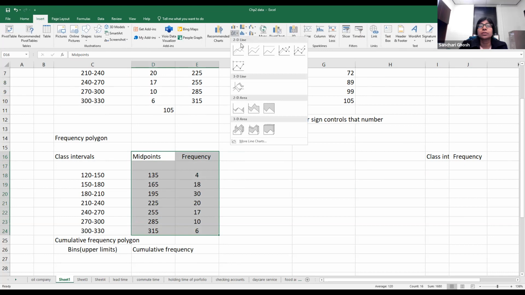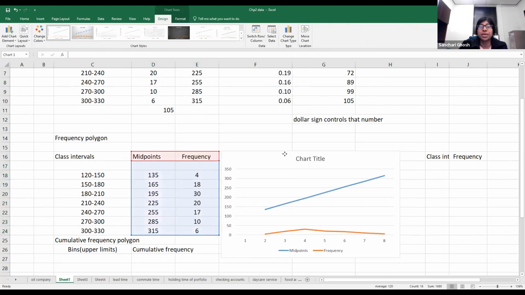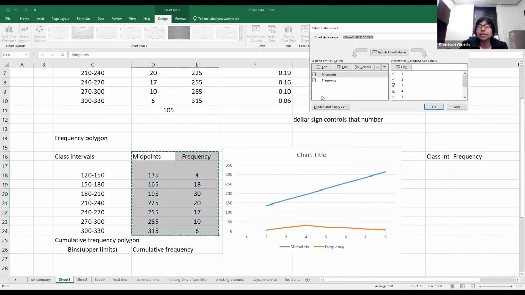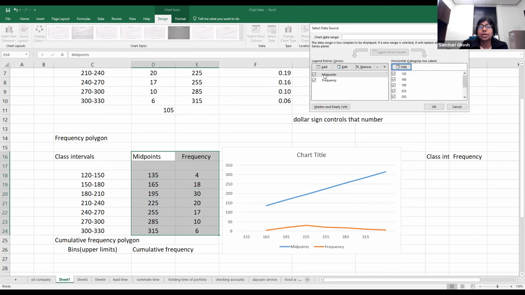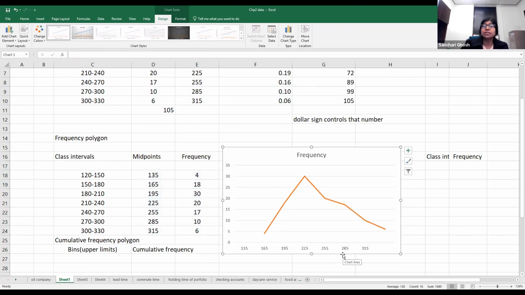Insert function, just a line graph. Obviously, Excel will sometimes mess up. Complete mess here. Let's see what data it has selected. It has not selected the right data. Let's just choose the midpoints on the horizontal axis. Okay. And take off these midpoints, which is already highlighted, remove these, and the frequencies on the vertical axis. There you go. Sometimes Excel messes up.